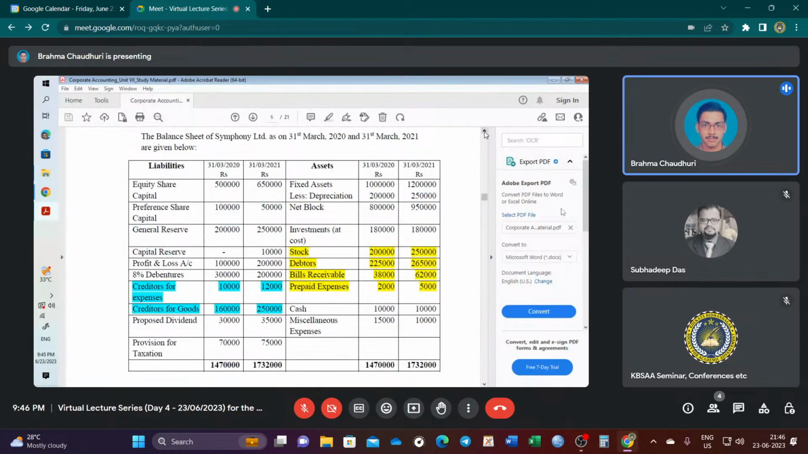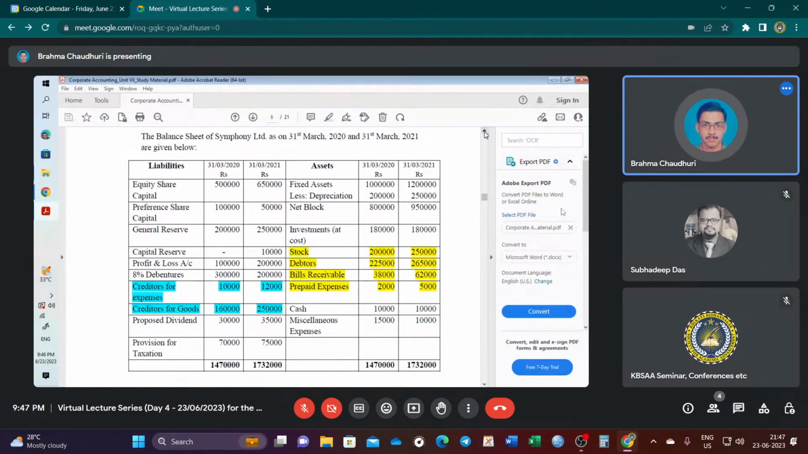Redemption of preference share capital for 50,000 and redemption of 8% debenture for 1 lakh, total of 1 lakh 50,000. And then there is also an issue of equity share capital for 1 lakh 50,000. How this capital reserve has been arrived at is not stated. Now this will arise only when equity shares have been issued at a premium. So this 10,000 is the premium at which the equity shares have been issued. 1,50,000 is the original face value and the premium is 10,000.